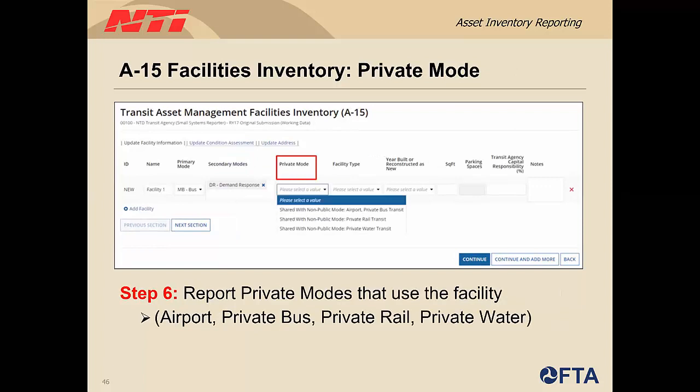If your agency's facility is shared or serviced by any private modes of transportation, such as bus, rail, or airport, you can add the private mode section to the entry. Some examples of this may be Amtrak or Greyhound.